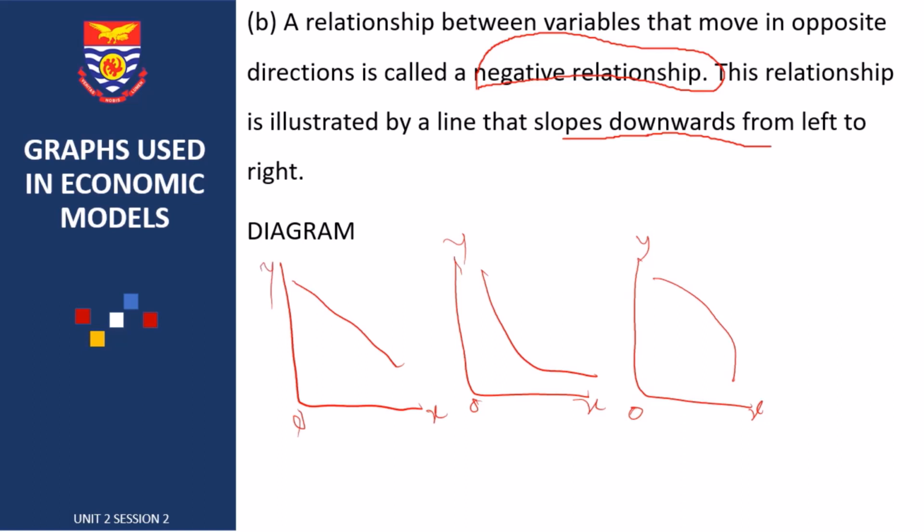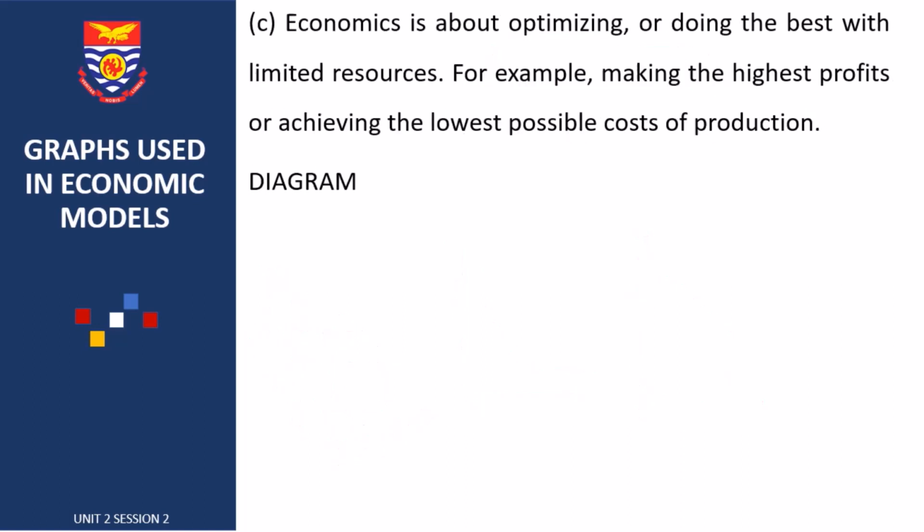Now let me bring some numbers: 1, 2, 3. Look at this. Assuming this is mapping to this, this is mapping to this, this is mapping to this. You see, when x is 3, y is 1. When x is 2, y is 2. When x is 1, y is 3. So as x is decreasing, y is increasing. And when y is decreasing, x is increasing. So the relationship is negative.